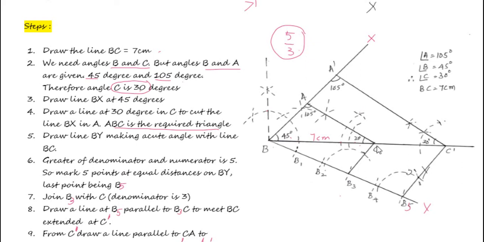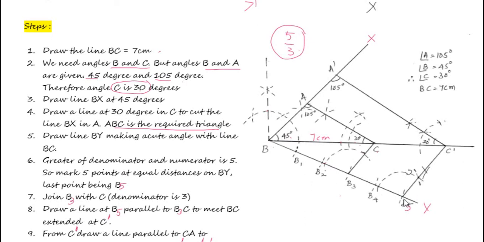Once B3 is joined with C, now draw a line at B5 parallel to B3C. Just like what we have done earlier, you need to cut an arc here with the same radius, cut one more arc here, then take the distance between these 2 points, and the same distance you take and cut an arc here, you get a point here.